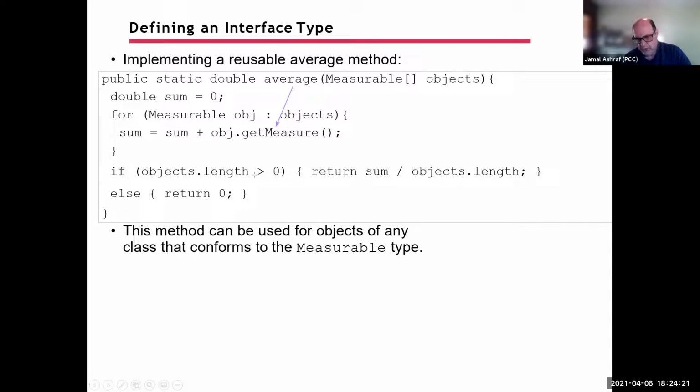So I'm going to check. These are the things that I have to think about. I'm going to be sure it's greater than 0. Then I'm going to get this sum and divide it by the length. And if it is 0, I'm just going to return 0. So this is the service that I can provide to any object that you want to give me, as long as you have that get measure in it.